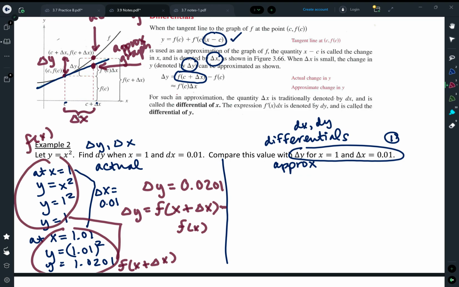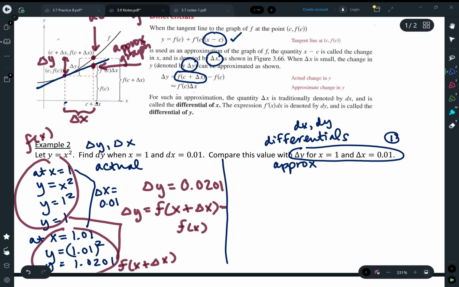I really think, though, that calculating them separately and subtracting makes more sense than setting up this formula and doing it that way. So our actual change in y, what happens is we increased our x by 0.01, and then our actual change in y was 0.0201. So what differentials are telling us is that we can approximate our delta x and our delta y. We can approximate those instead using dx and dy, which is a derivative.